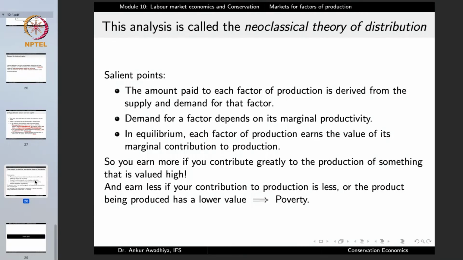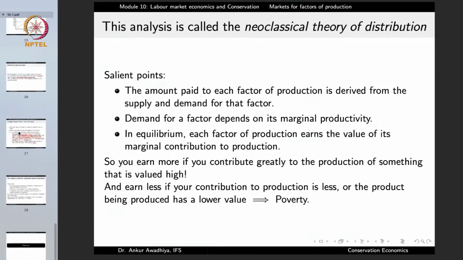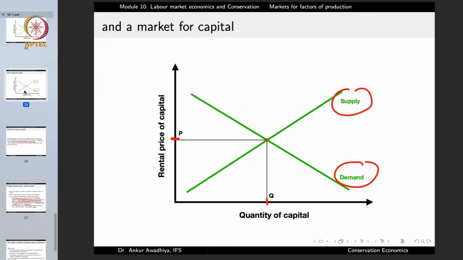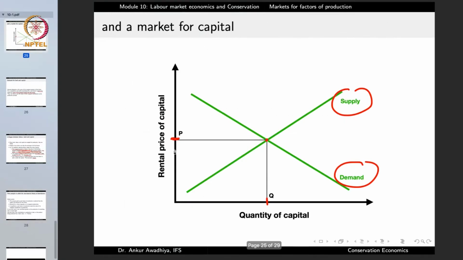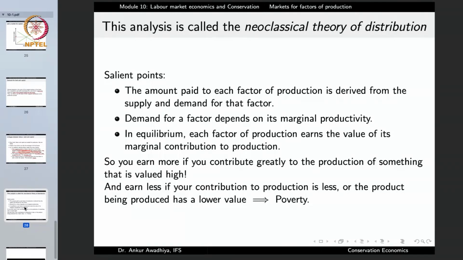Now, such an analysis is known as the Neoclassical theory of distribution. So, what are the salient points that we have seen so far? The amount paid to each factor of production is derived from the supply and demand for that factor in the market. We have seen before that there is a demand and a supply, and both of these together tell us the amount that is paid to each factor of production, which is the rental price or the wages. Demand for a factor depends on its marginal productivity, because if the marginal productivity is more, then the demand will also increase. And in equilibrium, each factor of production earns the value of its marginal contribution to the production.